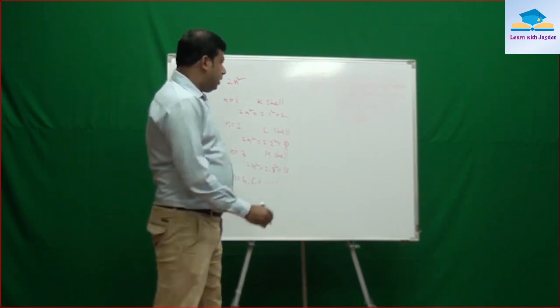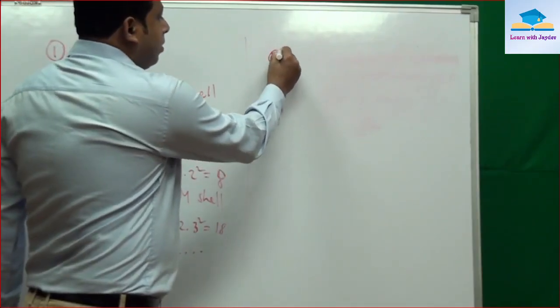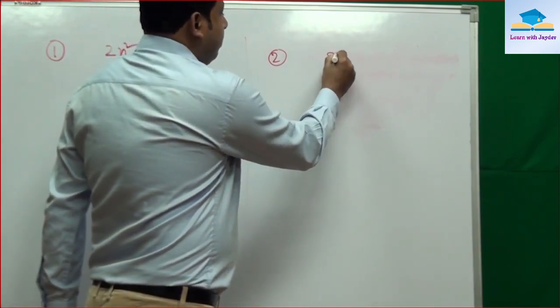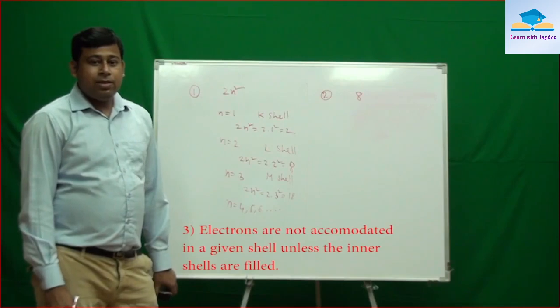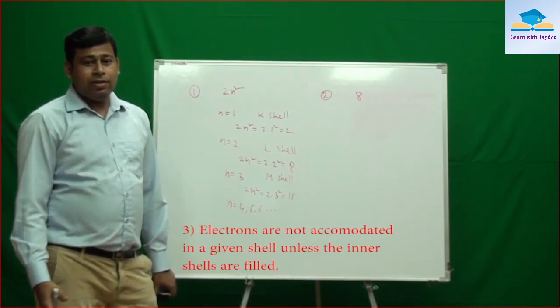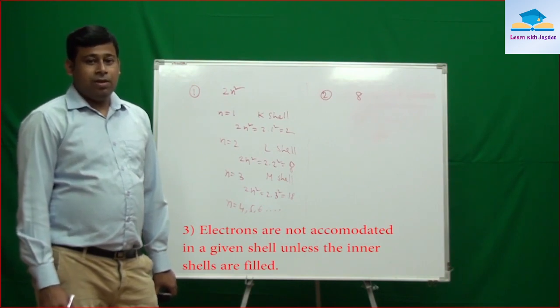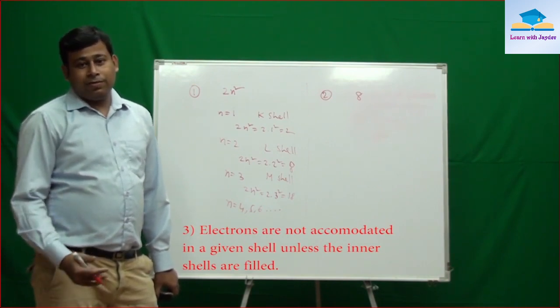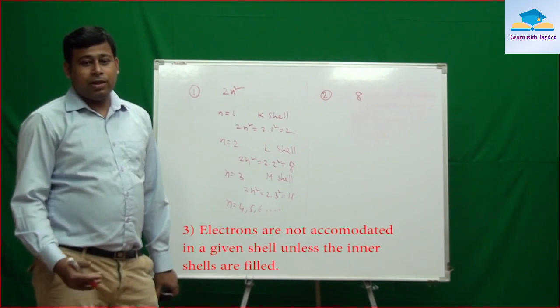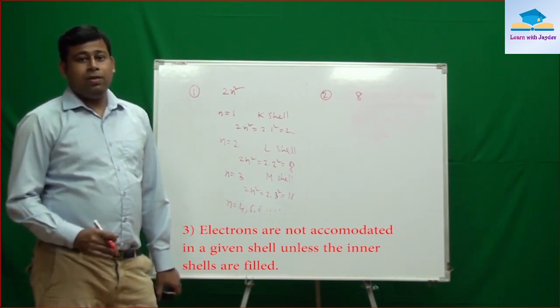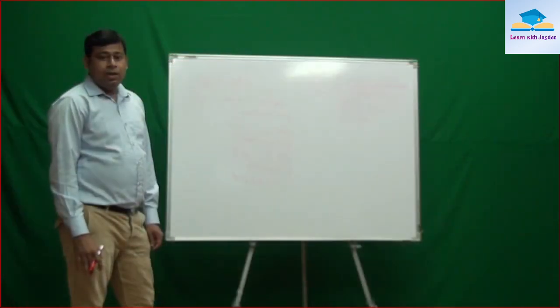But rule number 2 says the maximum number of electrons in the last orbit, the outermost orbit, is 8. Rule number 3 says electrons can be accommodated in any given shell only when the previous orbit is completely filled. So in order to accommodate electrons in any orbit, the previous orbit should be filled completely. Now we'll see how the electrons are distributed in different elements.